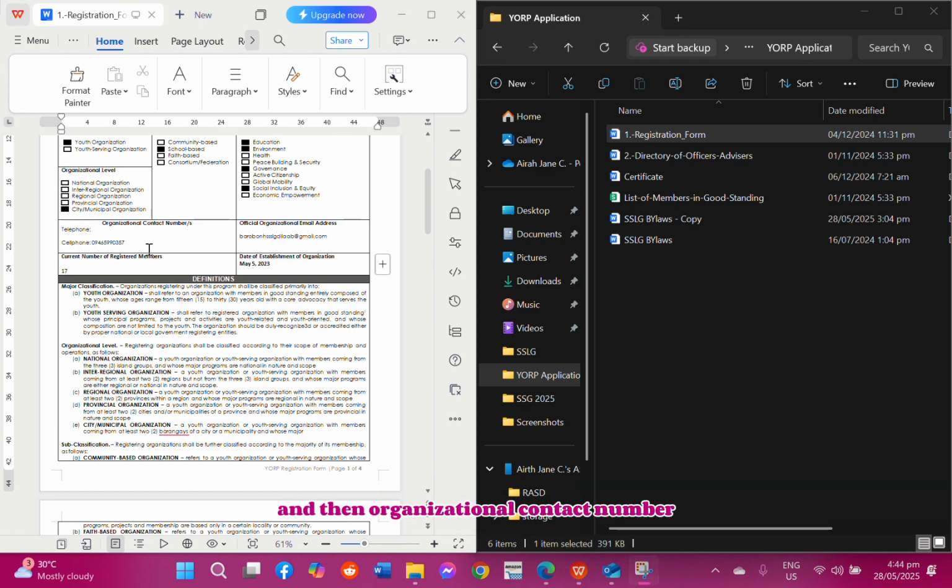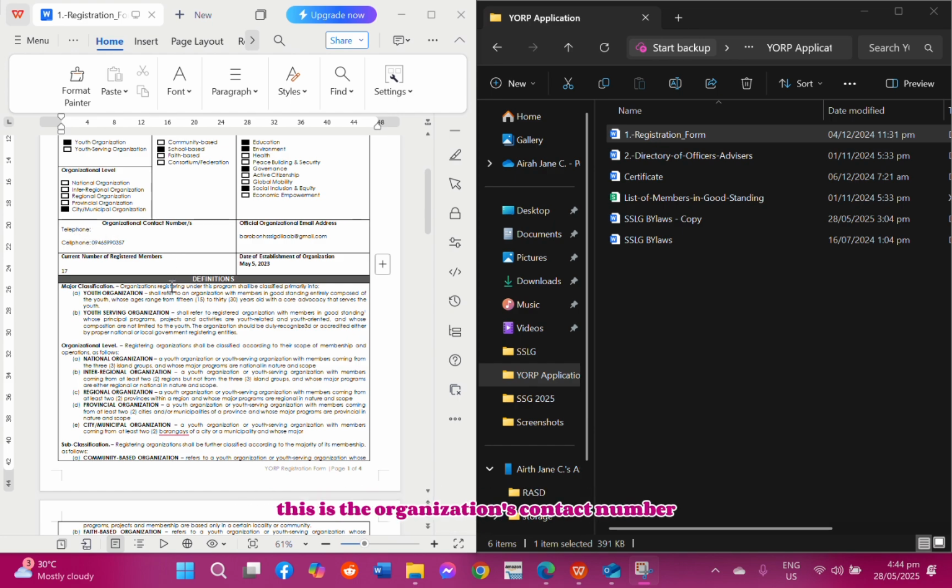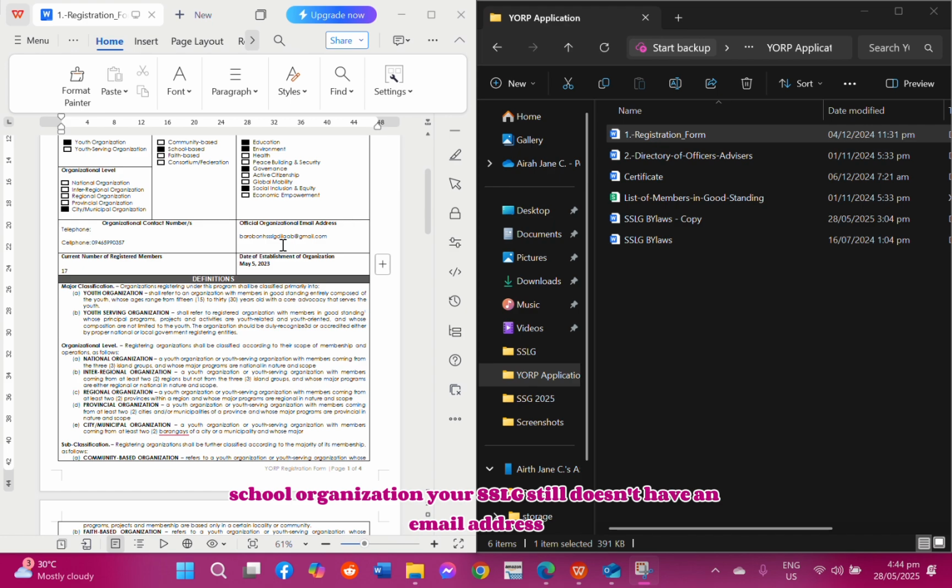And then organizational contact number, we have telephone. If you do not have a telephone number, it is left blank. And then cell phone number, this is the organization's contact number. And then the official organizational email address, Barobo NSSSLG Dalaab @gmail.com. This is very necessary because we will be using this for the verification of your organization in the next step. So if your school organization, your SSLG, still doesn't have an email address, I suggest you make one.